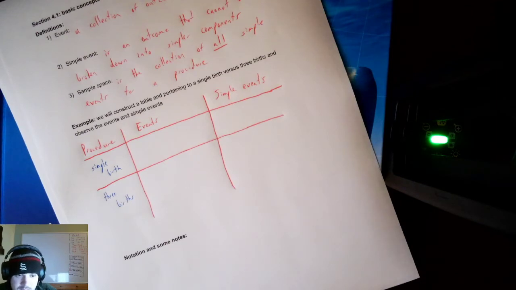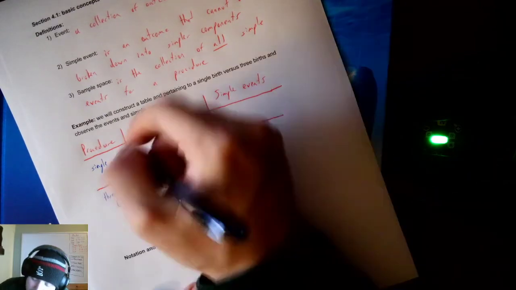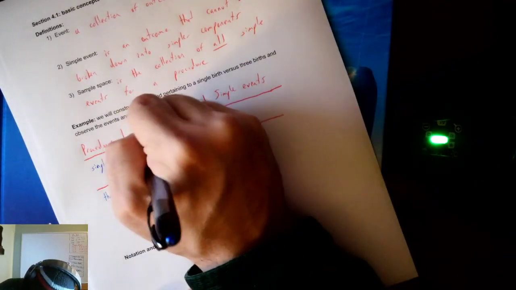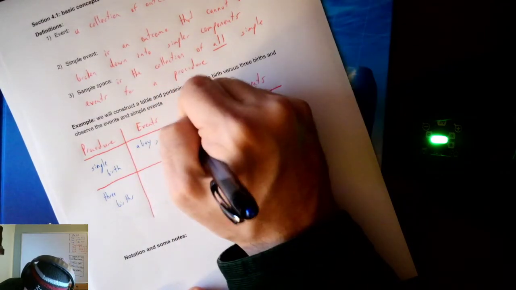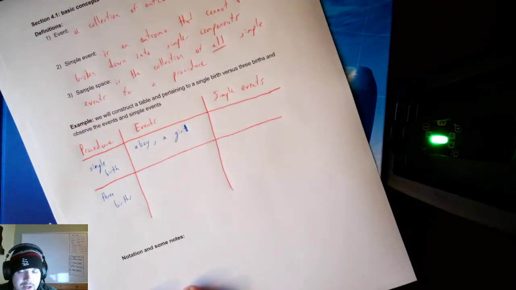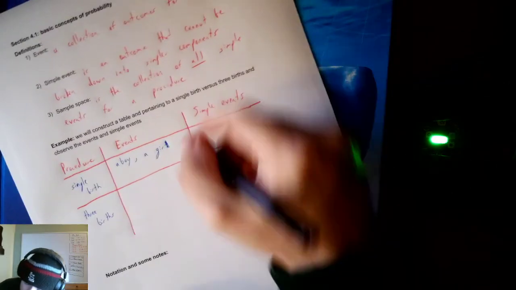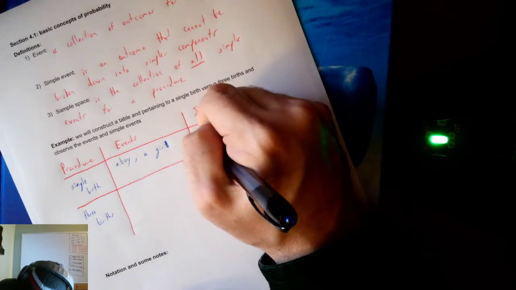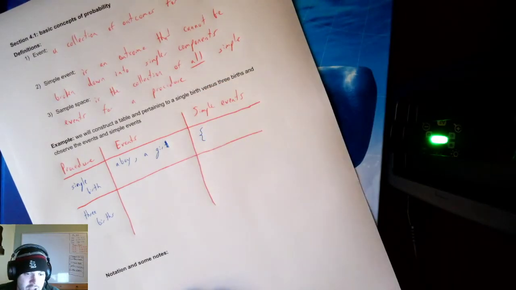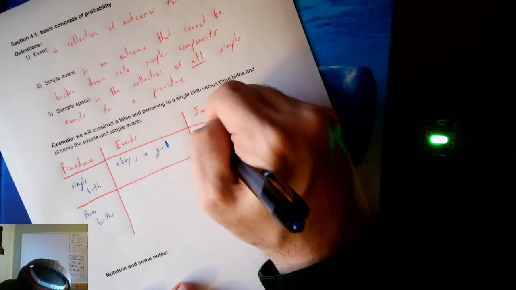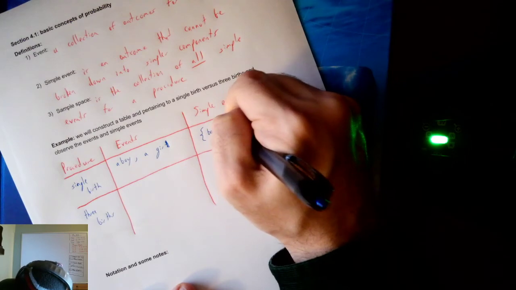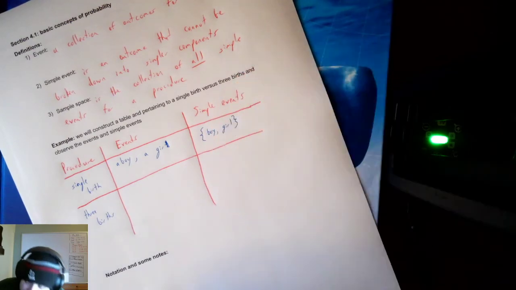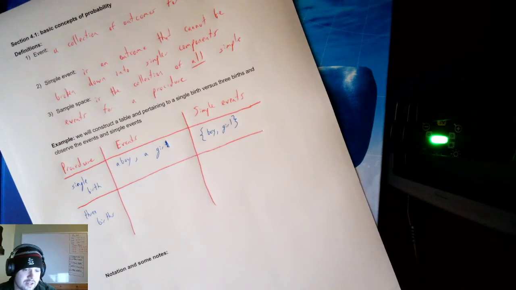Now, there are different ways a single birth can occur, right? The couple could have a boy or a girl. The simple events, we usually write as a collection, so we put a curly brace. The first simple event would be having a boy. The second simple event would be having a girl, right? I can't break those outcomes down any further than that.